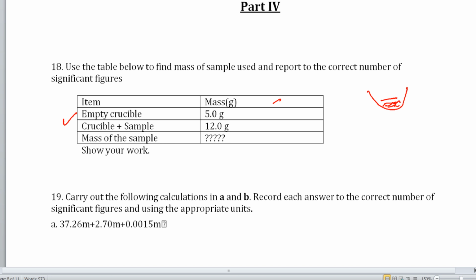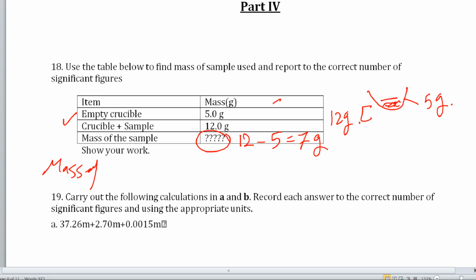The mass of the empty crucible was 5 gram. We put a sample inside. The mass of the crucible and the sample both together is 12 gram. So the mass of the sample only will be 12 minus 5 equals 7 gram. So in your working, you just say that the mass of sample equals 12 minus 5 equals 7 gram.